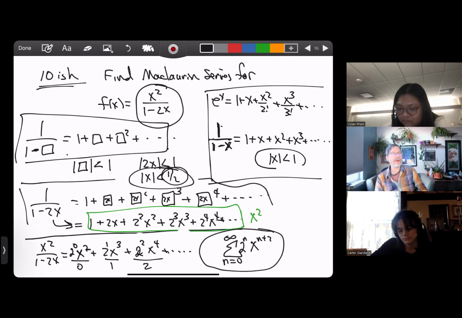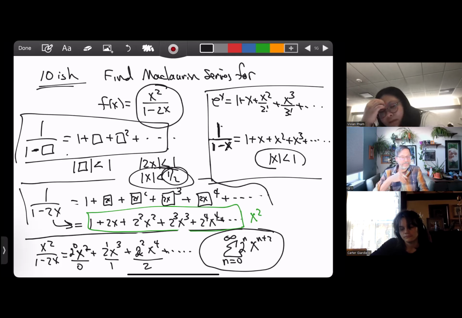What you have to do will be very similar to that. So that's kind of cool. I really like that. I love using that geometric series. I think it's really fun. So your mileage may vary.